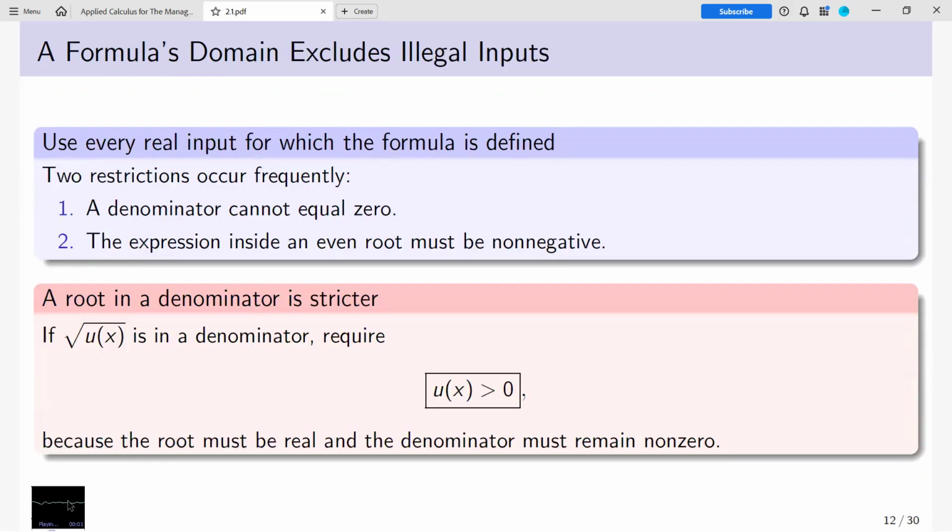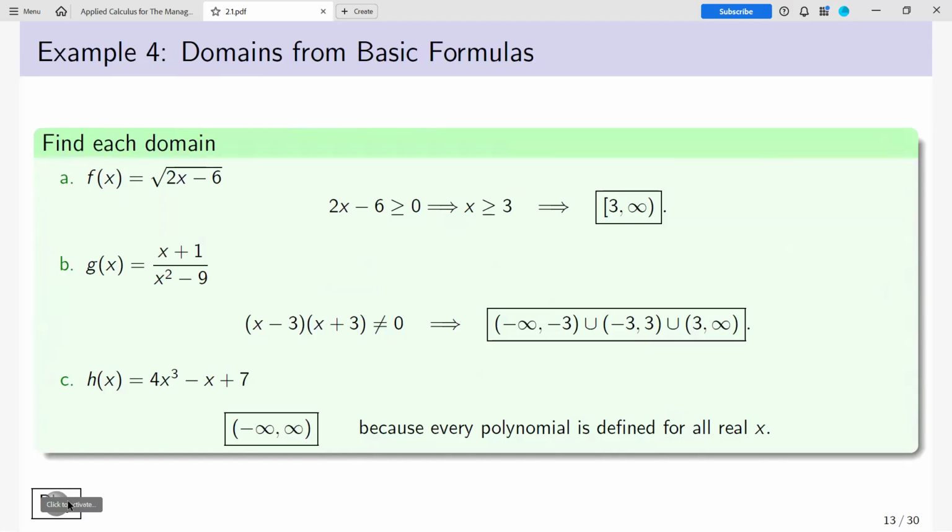When no domain is stated, use all real inputs that make the formula meaningful. Denominators cannot be zero, and even roots require non-negative radicands. A square root in a denominator requires a strictly positive radicand. For the square root function, require the radicand to be non-negative. For the rational function, exclude the zeros of the denominator. The polynomial has no algebraic restrictions, so its domain is all real numbers.